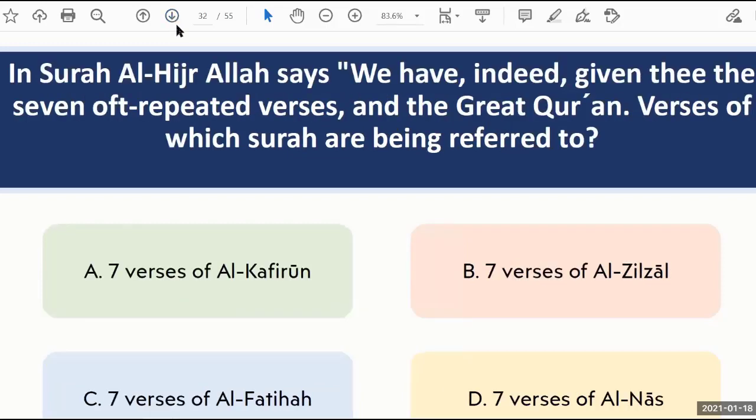The next question is, in Surah Al-Hijr, Allah says, "We have indeed given thee the seven oft-repeated verses and a great Quran." Verses of which surah are being referred to? A. 7 verses of Al-Kafirun. B. 7 verses of Al-Zalzal. C. 7 verses of Al-Fatiha. Or D. 7 verses of Al-Nas. And can I have a student?